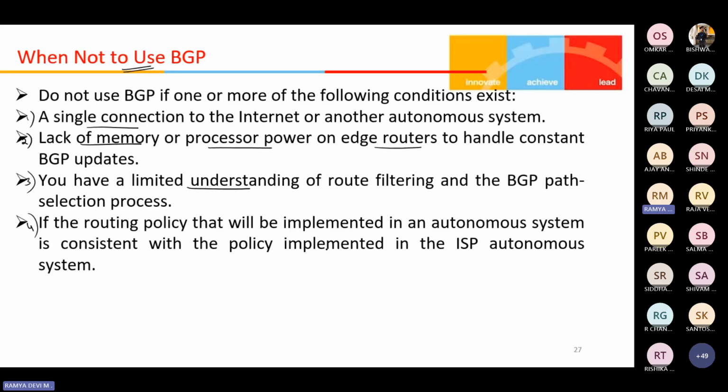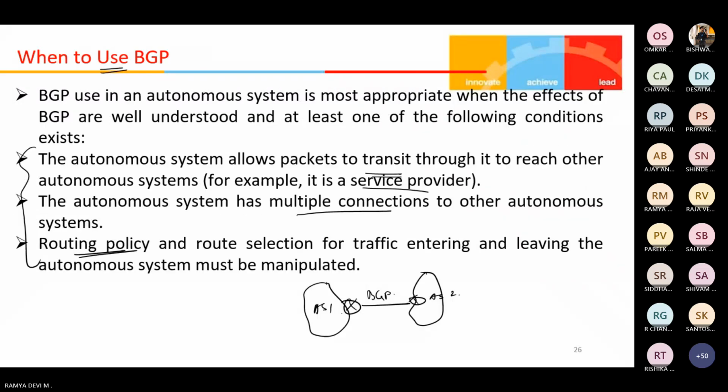So when to use BGP? BGP can be used in three cases. The first case, when you want to transfer packets to additional or other autonomous systems, you can go for BGP. Or else, if you want to connect to multiple autonomous systems, you can go for BGP. And the third case, you want to have a strict, advanced routing policy. In that case, you can go for BGP.